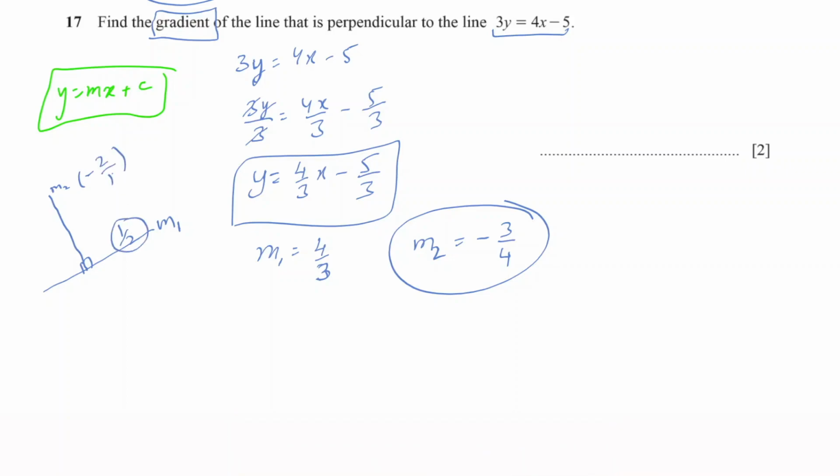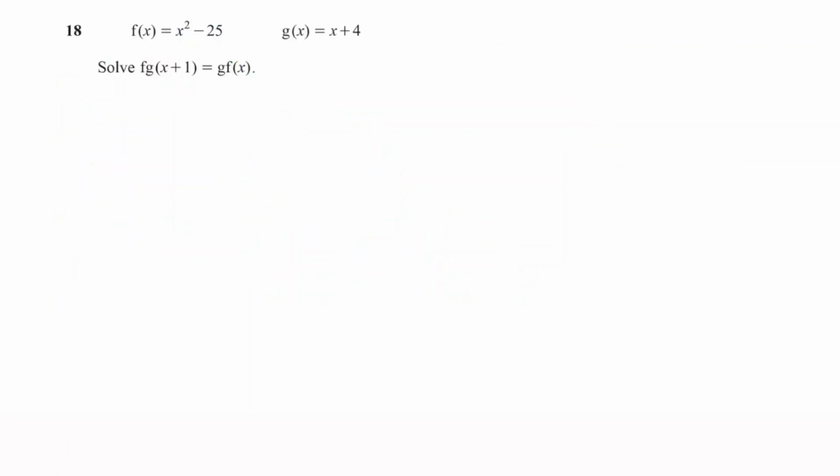If it is 1 by 2, that will be 2 by 1. I hope you understand. So if it is 4 by 3, it will be 3 by 4, but negative of that. So gradient will be negative of 3 by 4. Okay, so let's move. Question number 18.